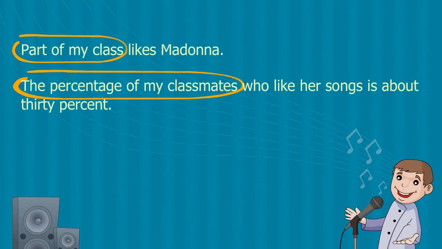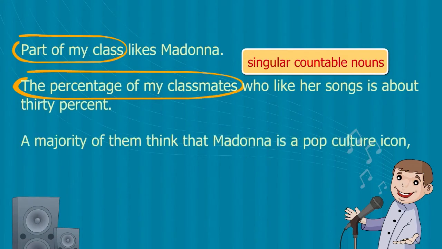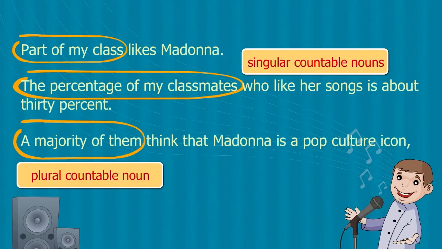The subjects are used as singular countable nouns. Nouns that are countable and are in singular form are known as singular countable nouns. Therefore, the accompanying verb needs to agree in number, which means it has to be singular. So the singular verbs likes and is are used here. However, in the sentence, a majority of them think that Madonna is a pop culture icon, the subject is used as a plural countable noun. Therefore, as per the rule, a plural verb think is used here.